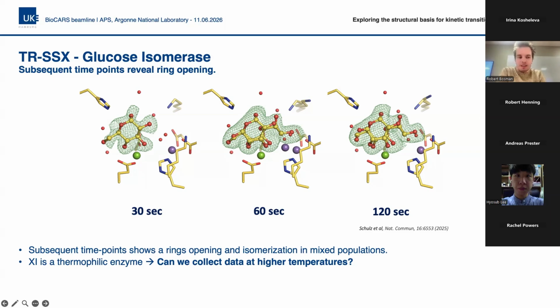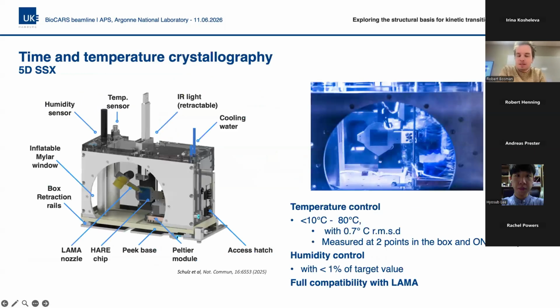And the reason for this is that XI is thermophilic. Glucose isomerase is thermophilic. So the question is, can we do this at a higher temperature? And this was the motivation for the development of time and temperature crystallography. And this is essentially putting all of the LAMA setup and system that I've already talked about into a temperature control box. And so we have essentially developed a T-REX.